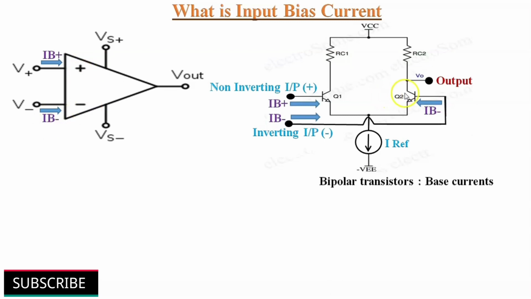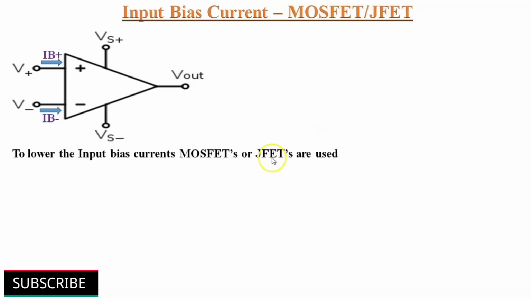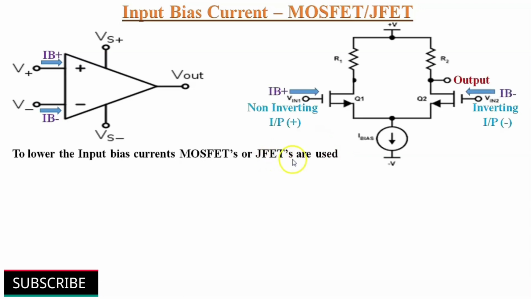In case bipolar transistors are used in the op-amp, then these are called base currents of the transistors. The input bias current of an op-amp ranges from some femtoamperes to microamperes. Darlington pair transistors are used to lower the input bias current. Also, to lower the input bias current, MOSFETs or JFETs are used in the internal circuit of the op-amp. Then these currents flowing into the input terminals are called gate currents.